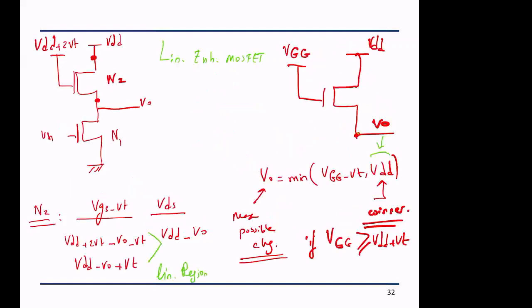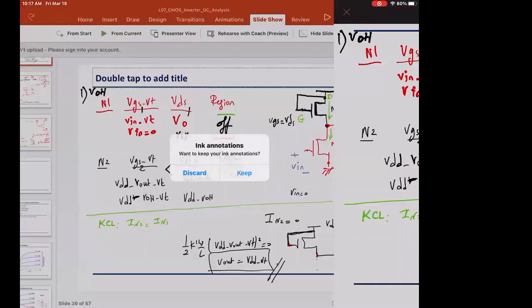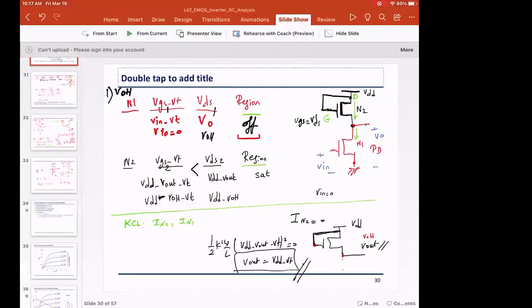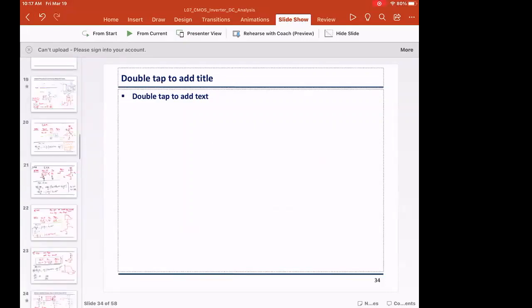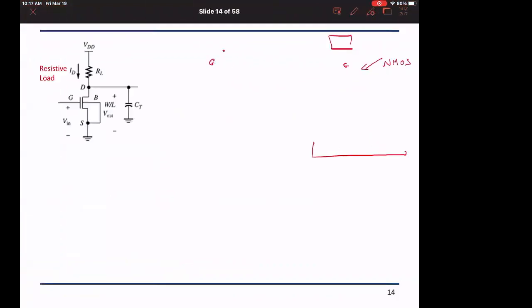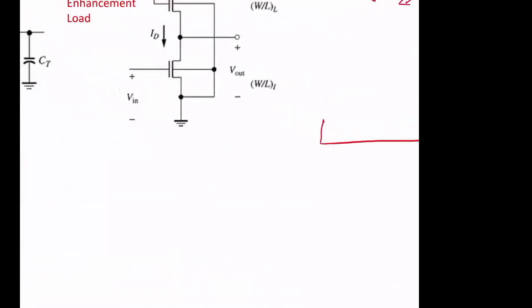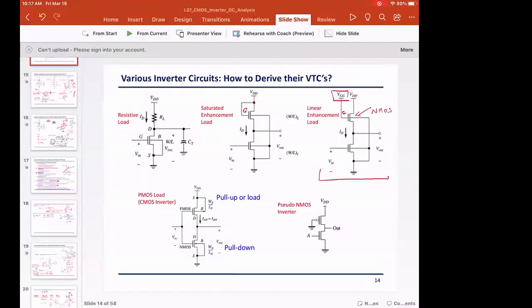Okay, thank you. Now we're gonna look at the last type, or before last type, of the inverter. And this type, we will refer to it often as pseudo-NMOS, because later we will learn about logic gates that rely on this type of inverter. So the inverter that we see here is really the pseudo-NMOS inverter.